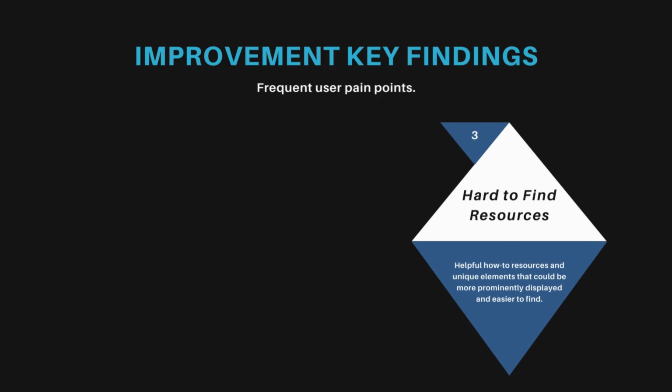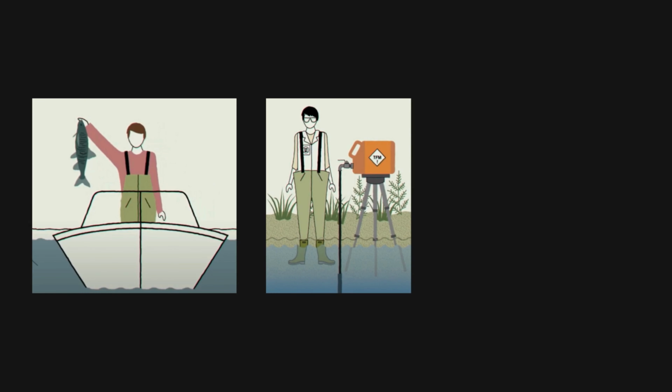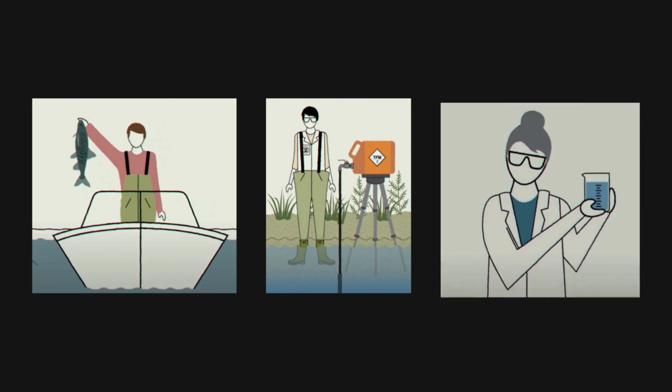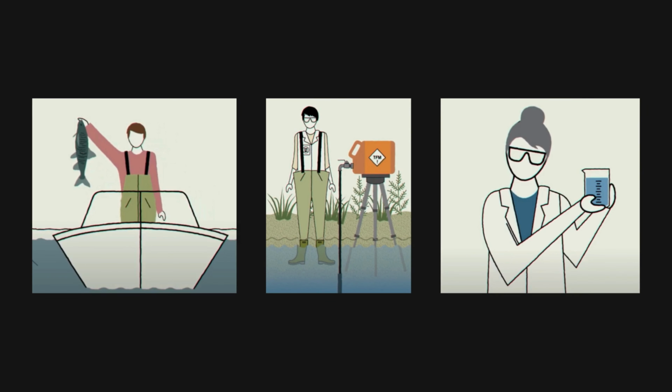GLANSIS has many helpful how-to resources and unique elements that could be more prominently displayed and easier to find. Features like the story maps, help article, the AIS video series, and the glossary are excellent and underutilized features to highlight. While our evaluation focused on the usability of GLANSIS for our Great Lakes resource managers, GLANSIS also strives to serve educators and budding biologists. Our recommendations will improve the interface for all and support the needs of the target audience.